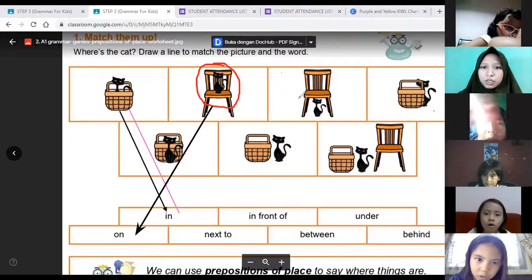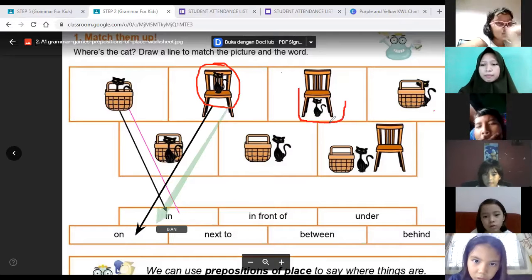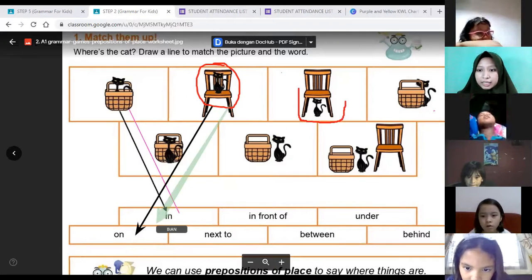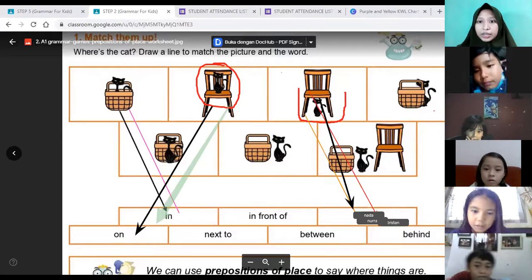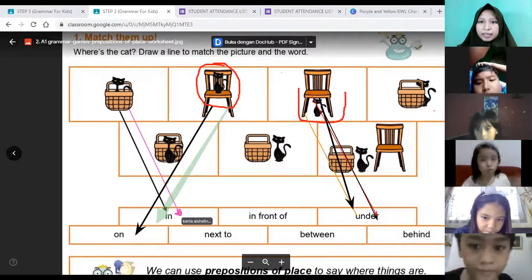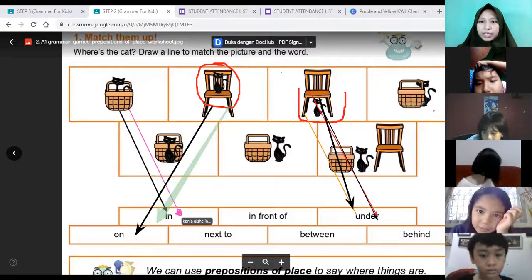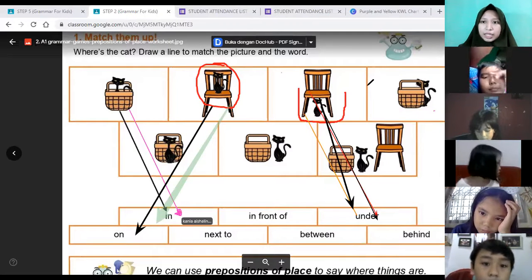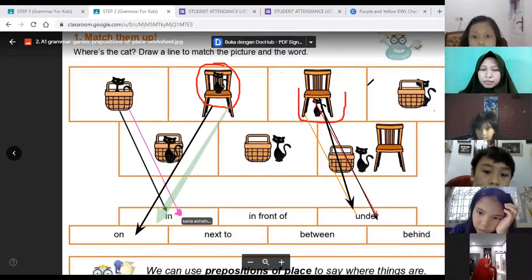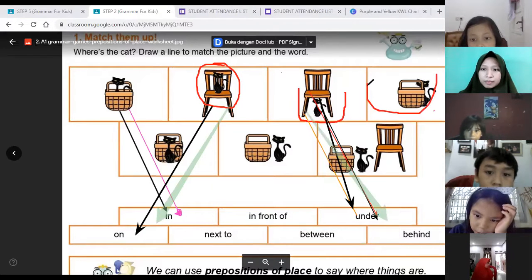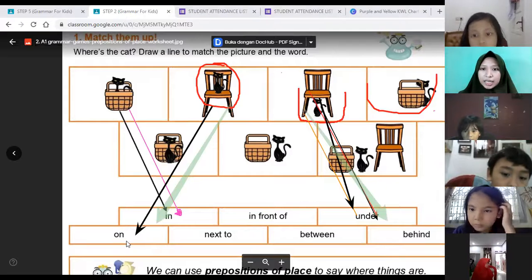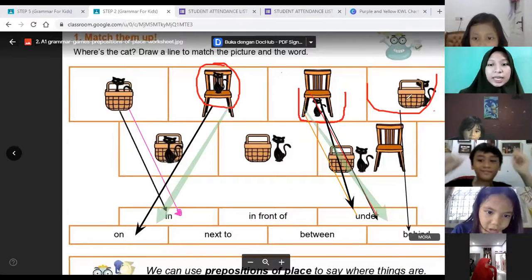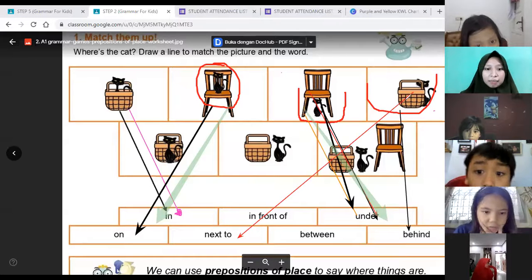Okay, what about this picture, everyone? Where is the cat? The cat is under the chair. Okay. So what about this one, everyone? Where is the cat? The cat is behind the basket.